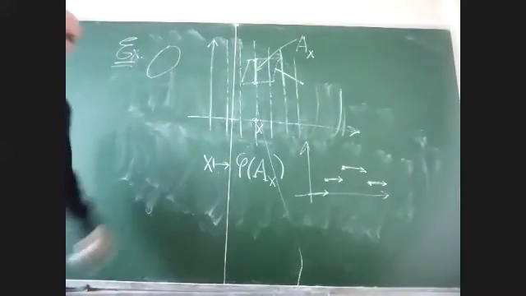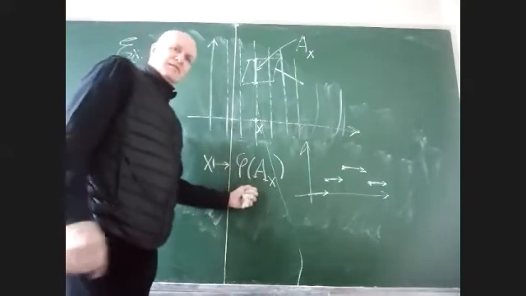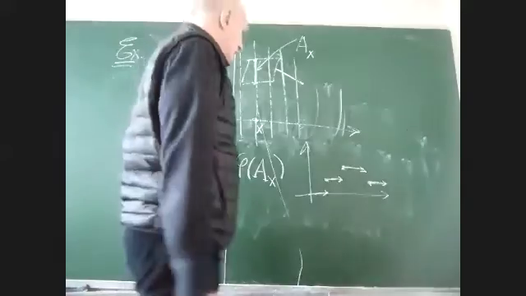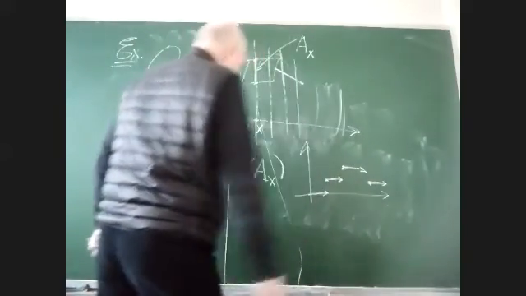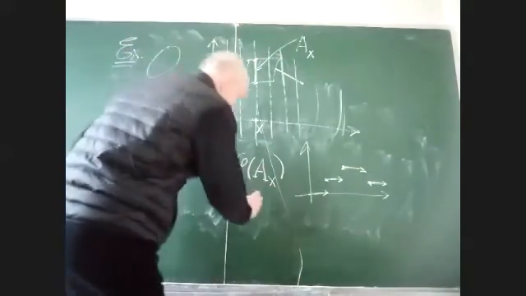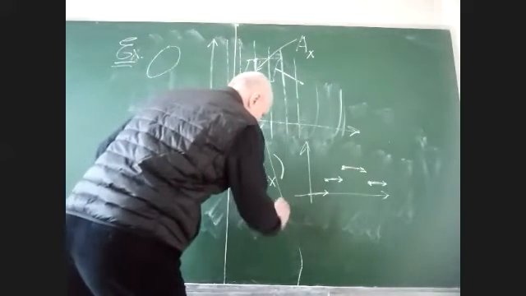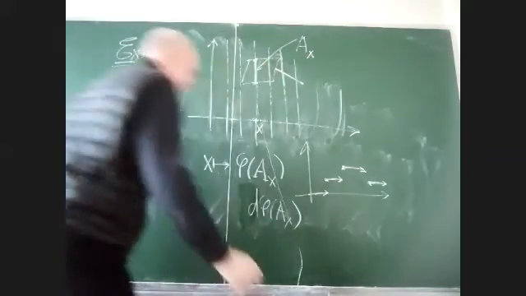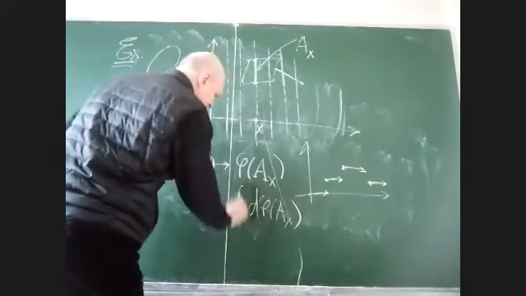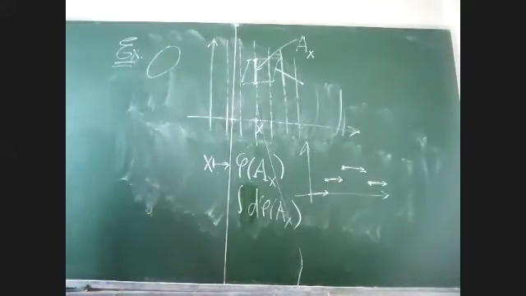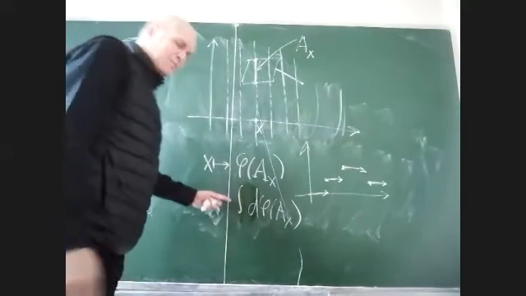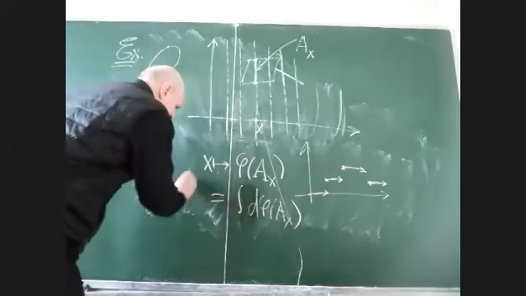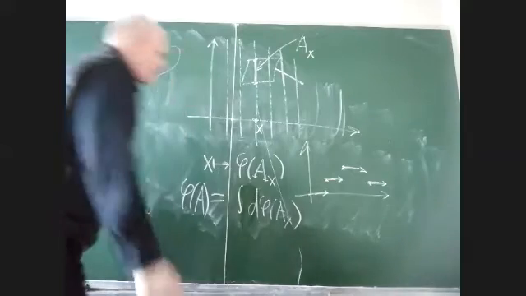Then what we can do, we can just integrate, and calculate the integral of phi AX. And we will say that the obtained integral is the Euler characteristic of the set.